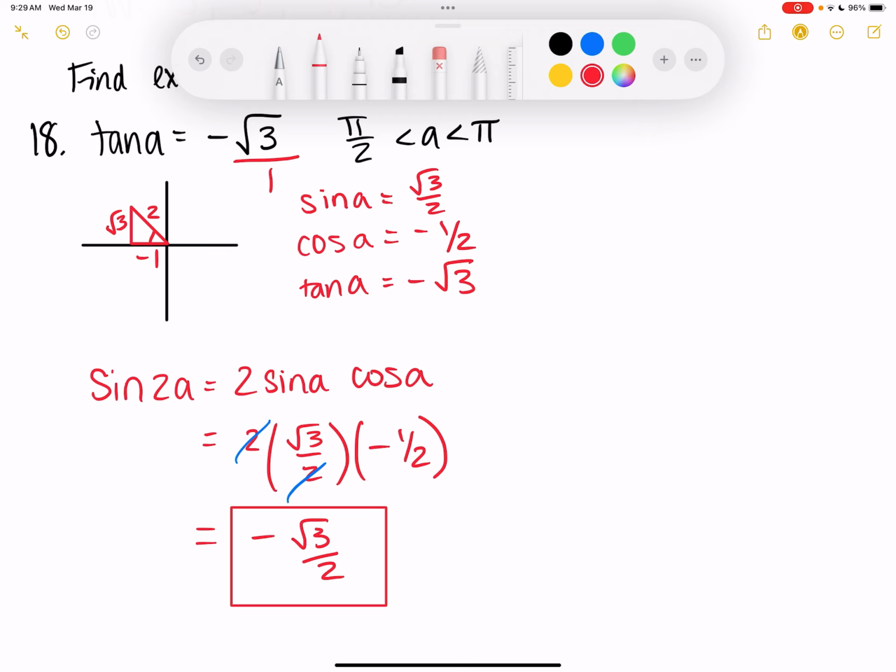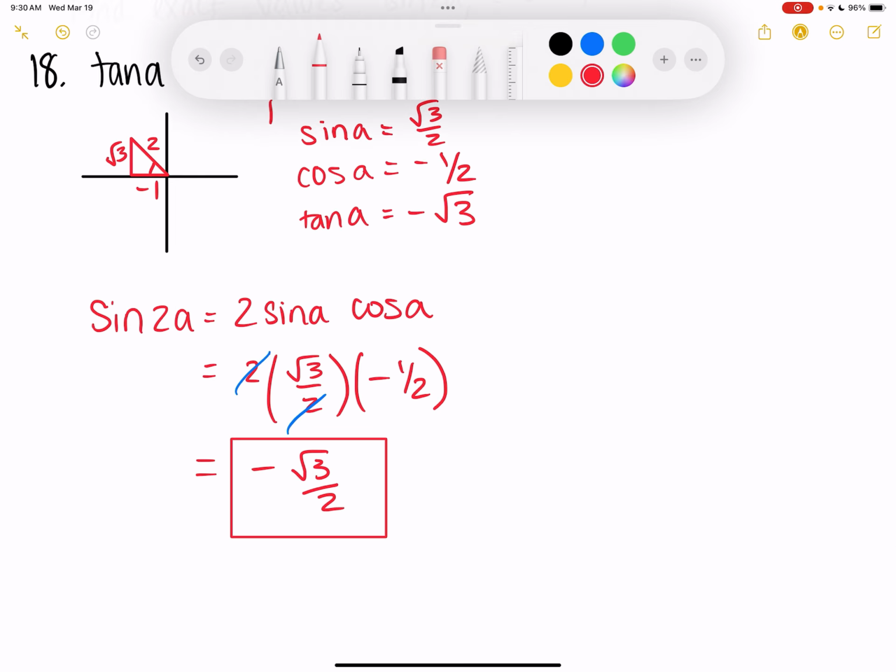And these should make sense because this is a special triangle. They aren't always special triangles. So why, if we know what the sine of a is, can we not just multiply that times 2?